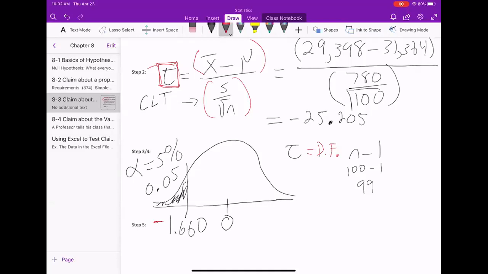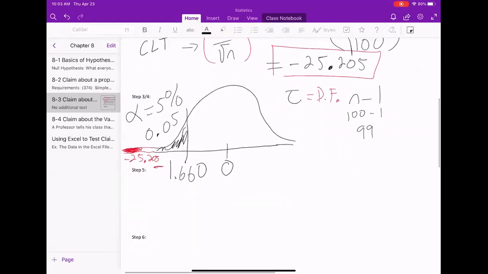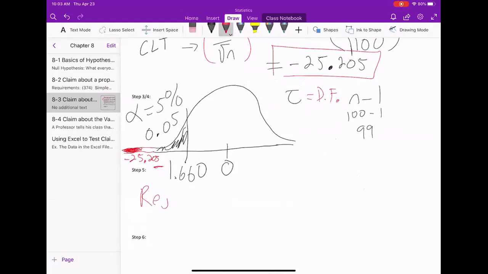Okay. Now, our test statistic was negative 25.205, right? Where does that number go? More to the left. Yeah, way more to the left, right? We're somewhere over here. Way out in La La Land. We're way out here in the tail. Is any part of it in the good spot? No. So we are rejecting the null.